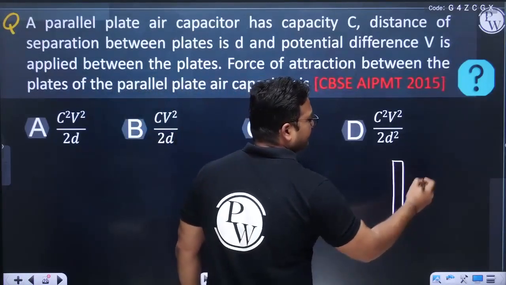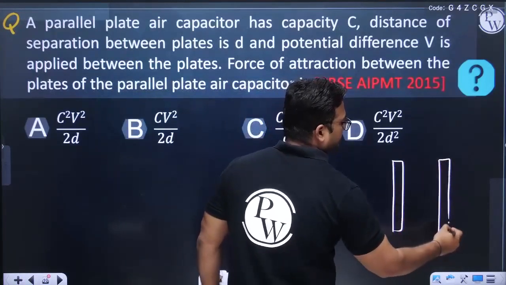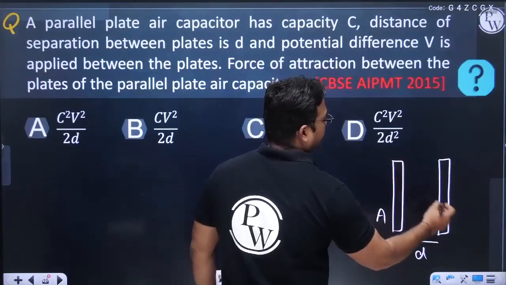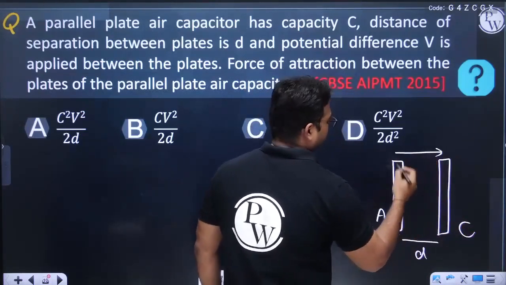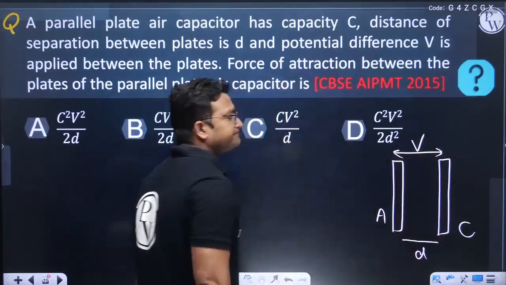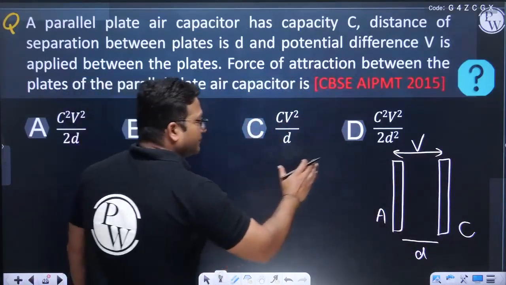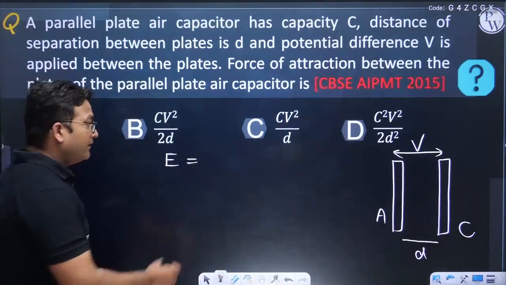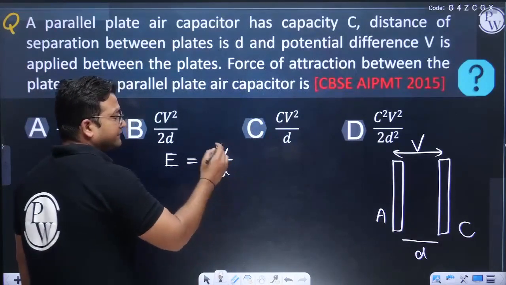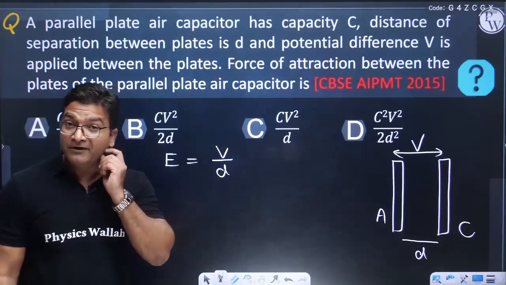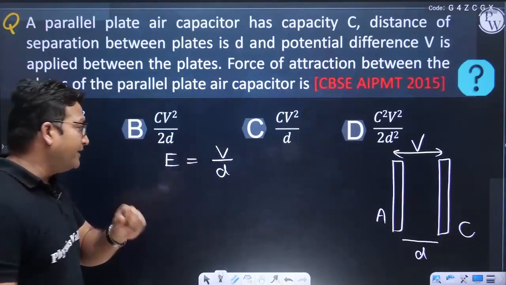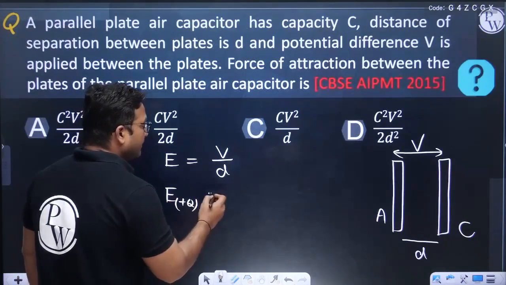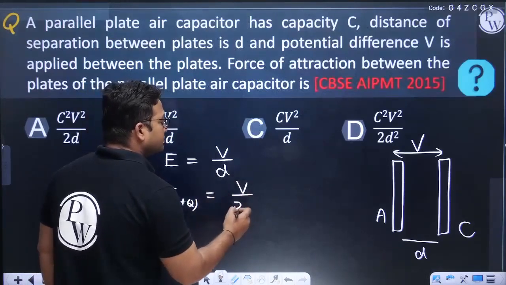If we have two plates like this, the gap is D, let's say area is A, and the capacitance is C, and this potential difference is V. As you know, the potential difference is V, so the electric field in between the plates would be V upon D. But this is the electric field because of both the charges. The field because of any one charge, let's say plus q charge, will be half of this, that is V upon 2D.